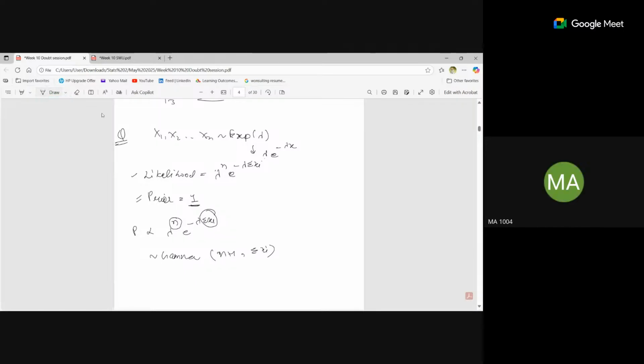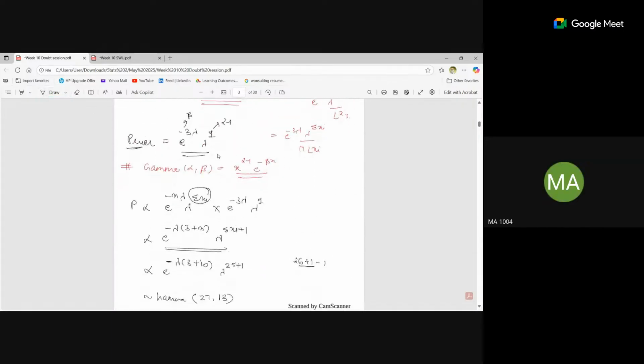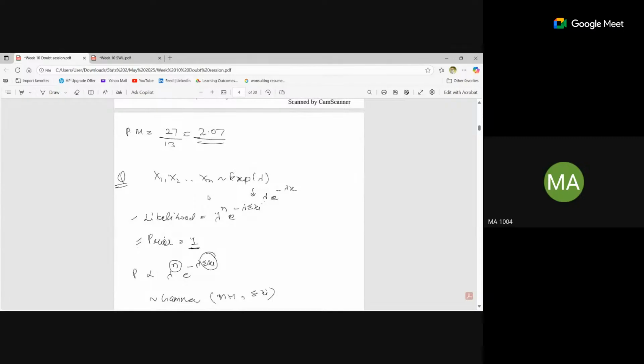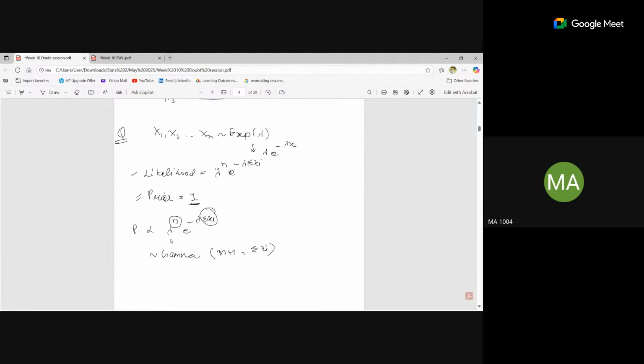For gamma, what is it? X raised to the power alpha minus 1, e raised to the power minus beta x. So if you compare it with this, lambda raised to the power n, e raised to the power minus lambda summation of xi. So summation of xi will be my beta. Instead of x, it is lambda.